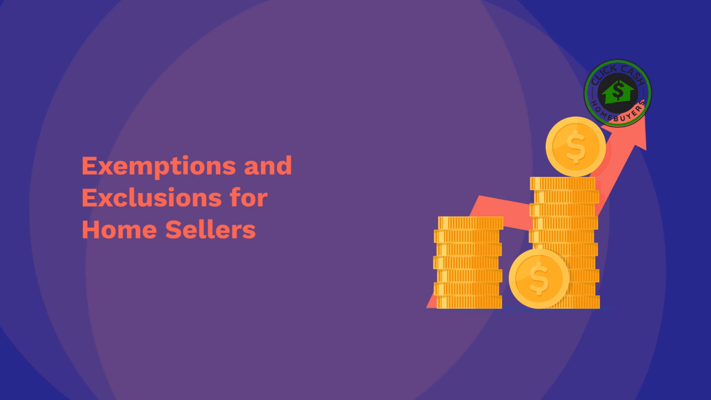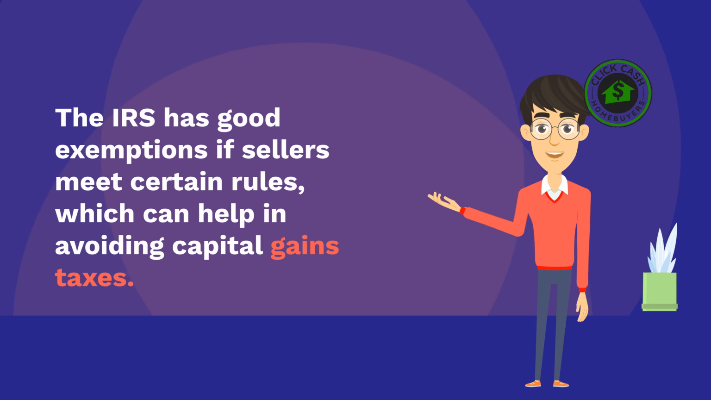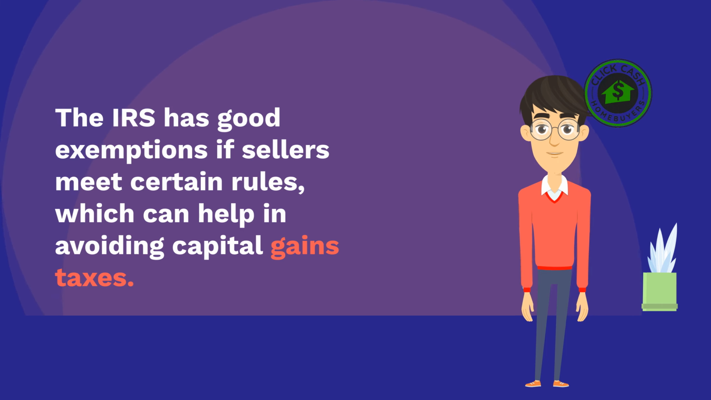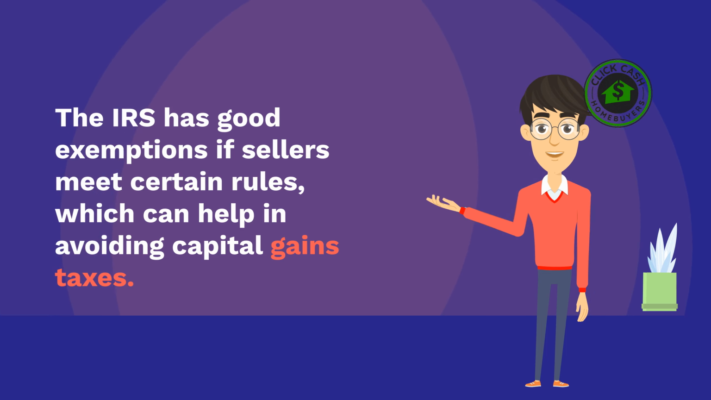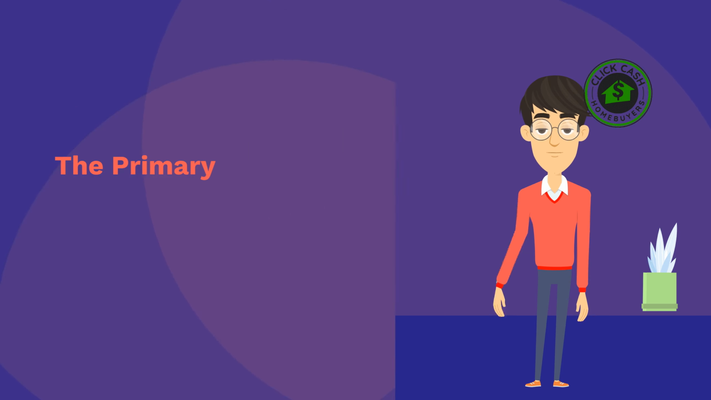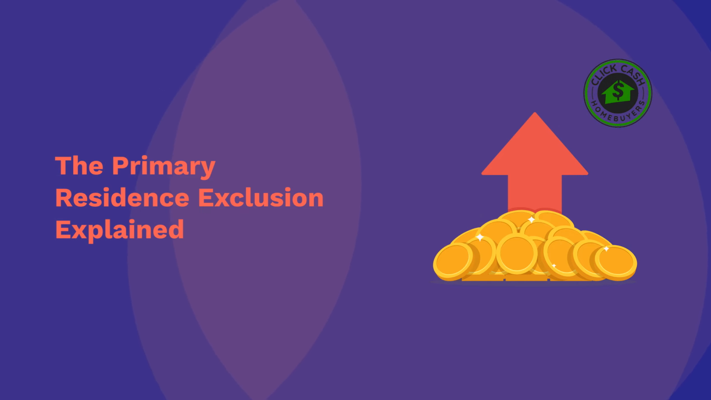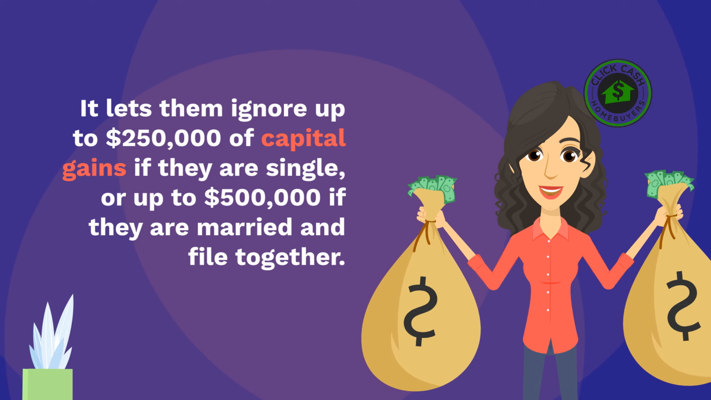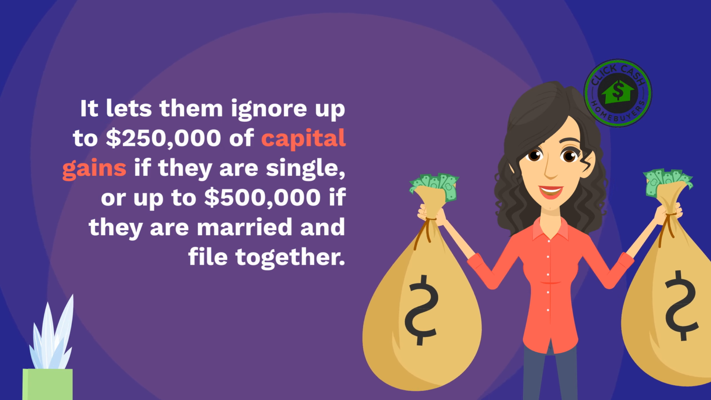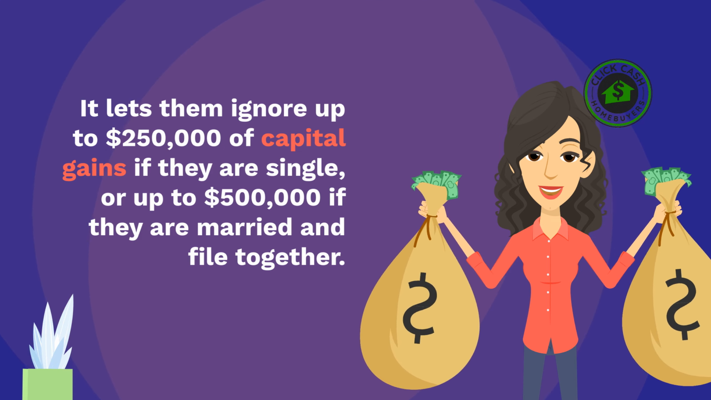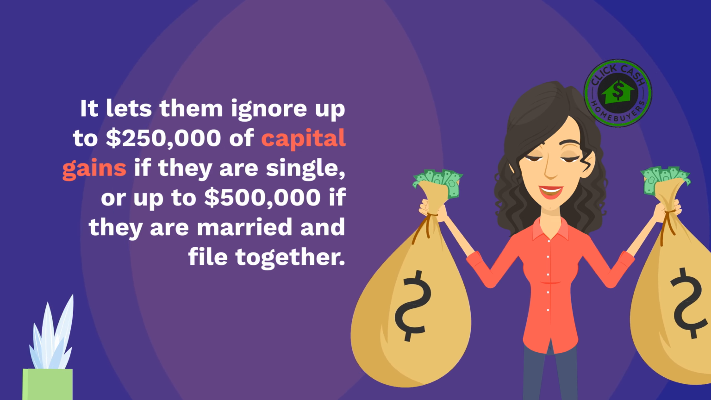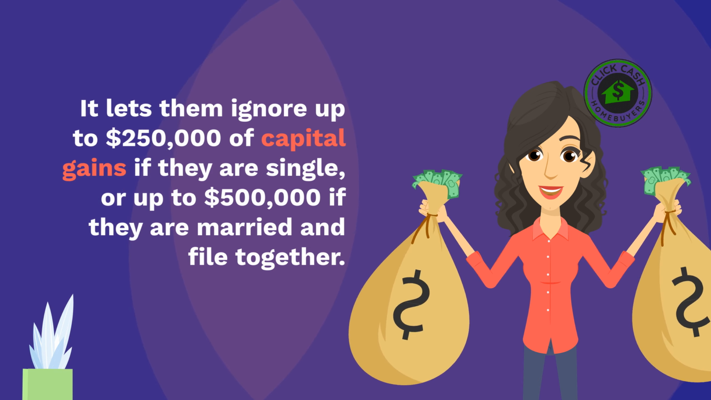Exemptions and exclusions for home sellers. The IRS has good exemptions if sellers meet certain rules, which can help in avoiding capital gains taxes. The primary residence exclusion explained. It lets them ignore up to $250,000 of capital gains if they are single, or up to $500,000 if they are married and filed together.